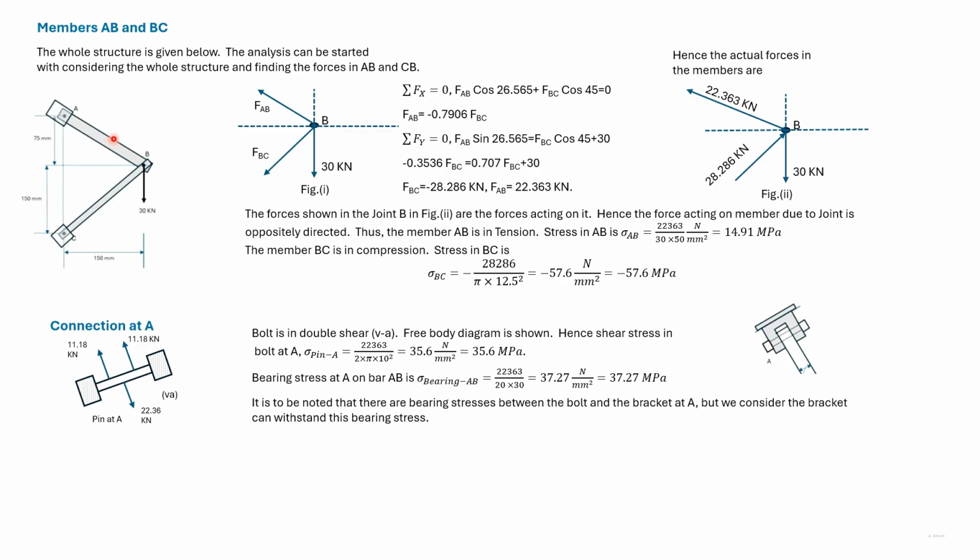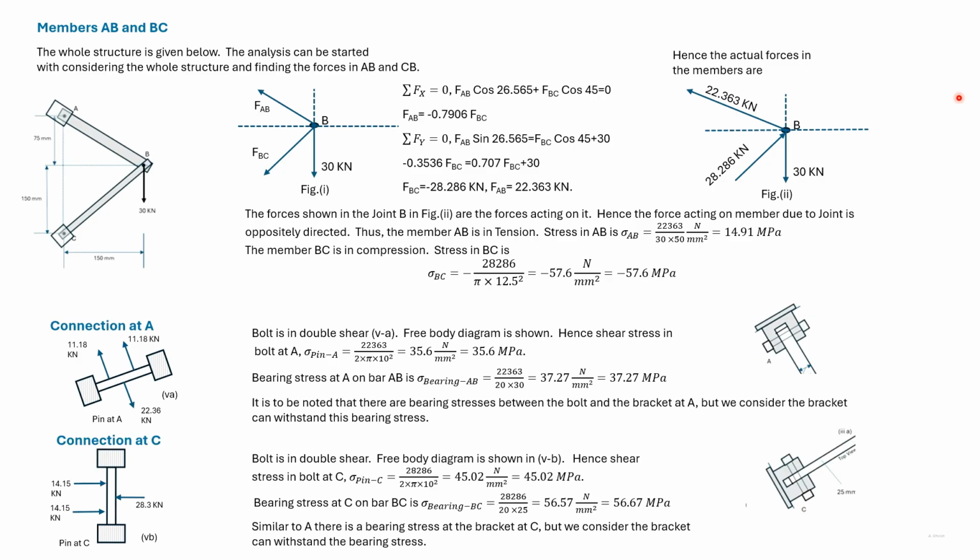The cross-section area of AB is 30 multiplied by 50. So the force divided by the cross-section area gives a stress of 14.91 MPa. The middle portion of BC is circular, so we get the stress by dividing the force by the cross-section area, and we get it as minus 57.6 MPa.